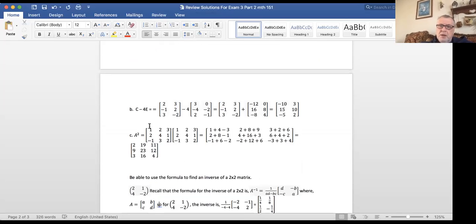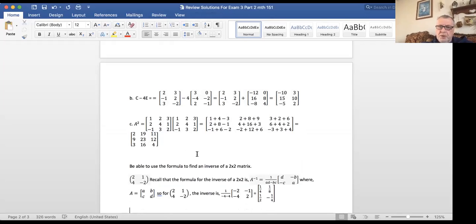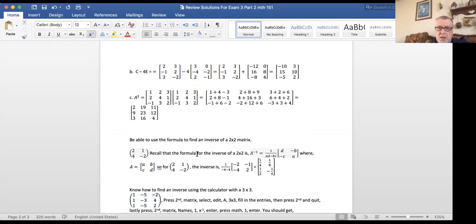Then A squared, same idea, row with column, row with column, row with column. The last thing we should be able to do for this test, the last couple of things, we should be able to do an inverse matrix.